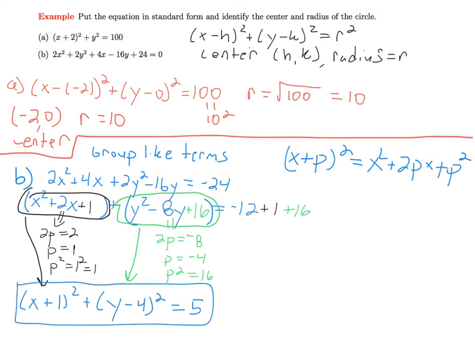And from this, we can identify that the center (h, k) is at minus 1, 4, and the radius r is equal to the square root of the constant on the right side, which is 5.